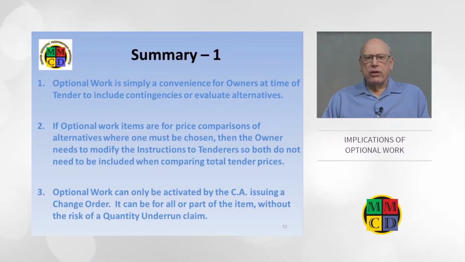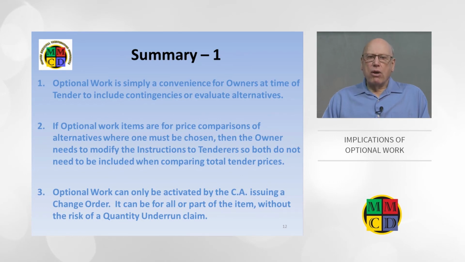To summarize, one: optional work is an optional category of line items in the tender schedule of quantities and prices. It's put there for the convenience of the owner, perhaps to build in contingency funds, to control the amount or timing of works, or to evaluate the costs of alternative methods. Two: when the owner includes alternatives which are mutually exclusive, the owner must alter the language of the instructions to tenderers to avoid having to include the costs for both alternatives in total tender price calculations.